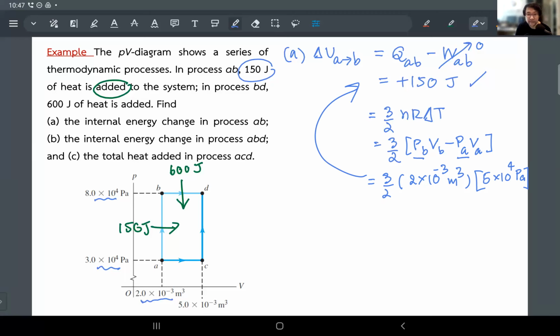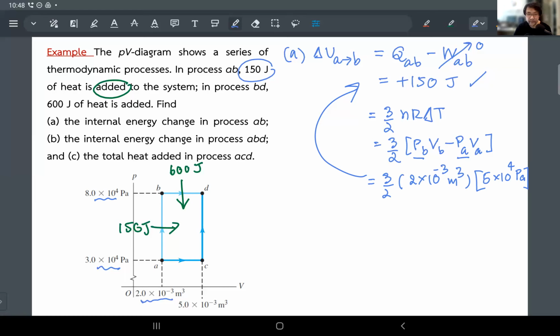All right, guys, pretty good. Get a sense of what is going on with the first law of thermodynamics. All right, try again, part B, guys. Internal energy change now from A to B to D. They want A to B to D.